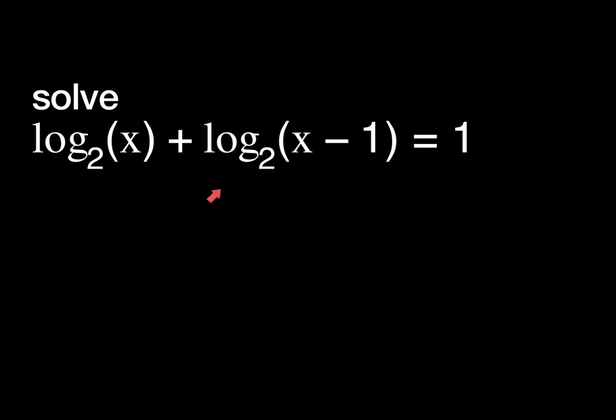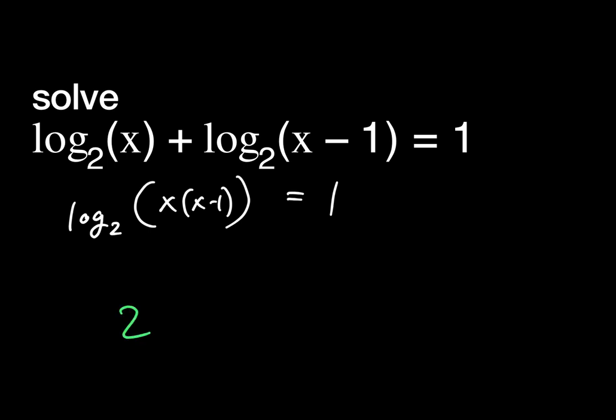Same bases. Pluses multiply. It will be log base 2 of x times x minus 1. This times that equals 1. Going to change it now into exponential form. 2 is the base. 1 is the exponent, equals x times x minus 1.